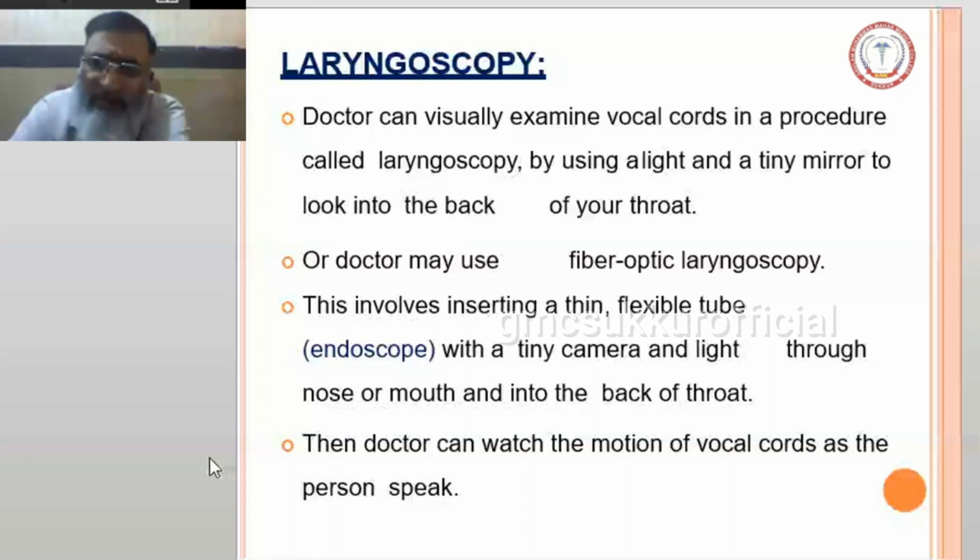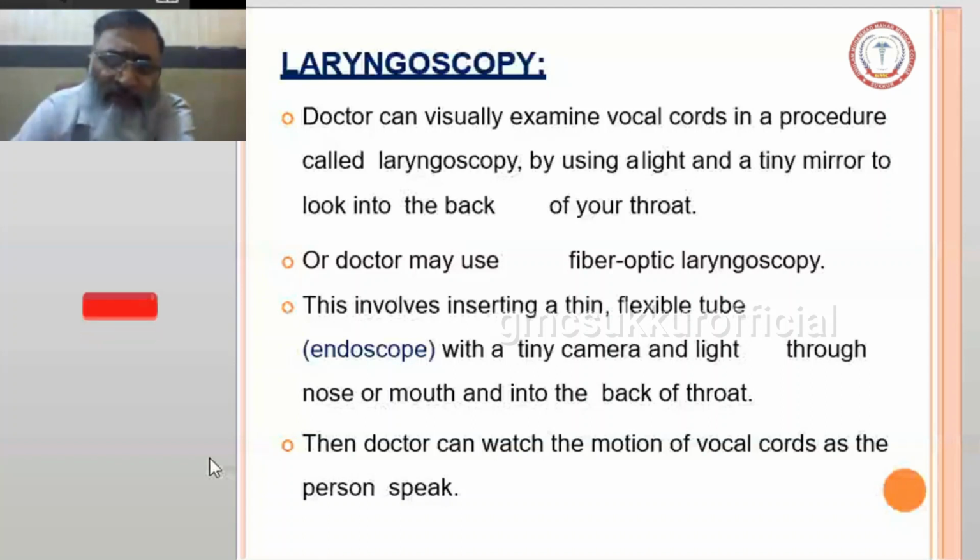And if there's any edema of the glottic area, you will use laryngoscopy. The slide of laryngoscopy is being shown. Okay. Now what happens?